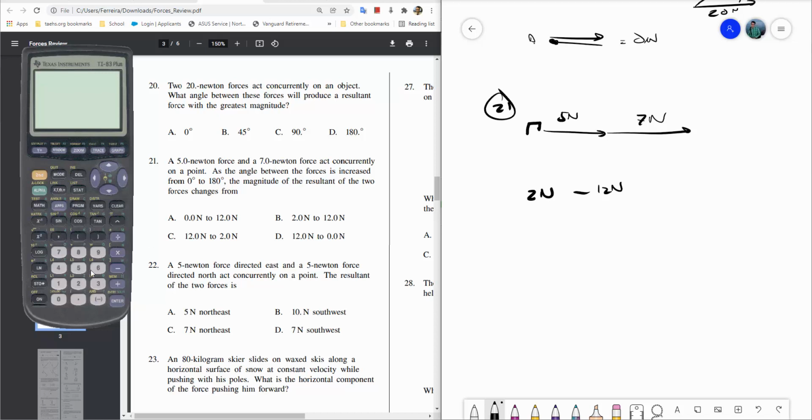The answer is C. Or B, I guess. Oh, from. Yeah, it's C, because 0 degrees will get you 12. So you started with 12 newtons at 0 degrees. 180 degrees gets you 2 newtons. You end at 2 newtons if you make it all the way to 180. So, apologies, I should consider the chronology, the order in which we did these. 12 to 2 newtons.